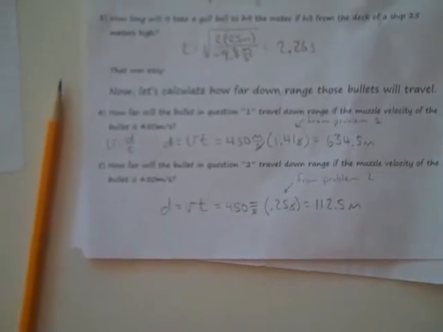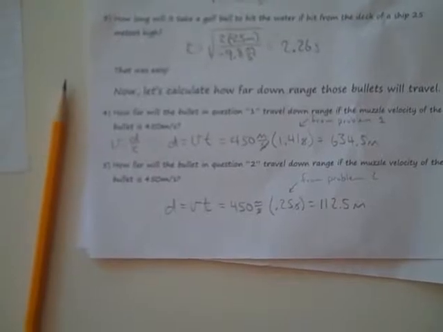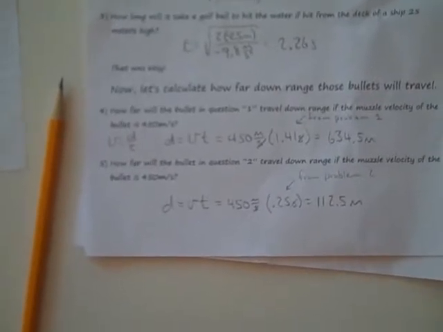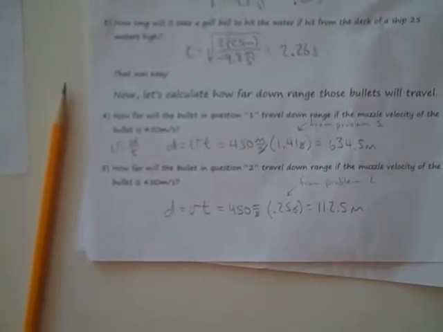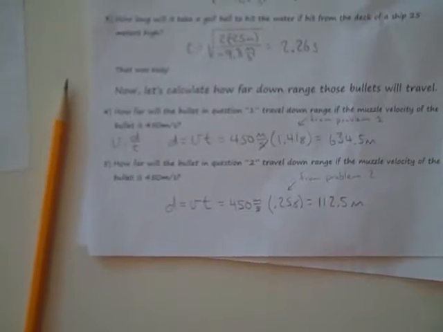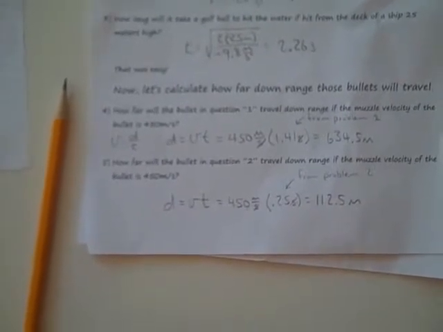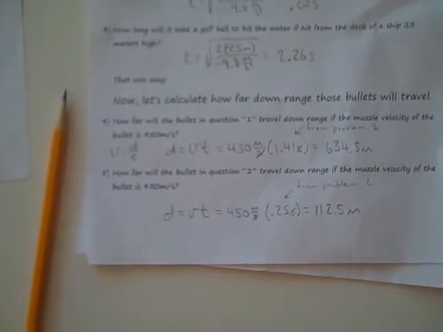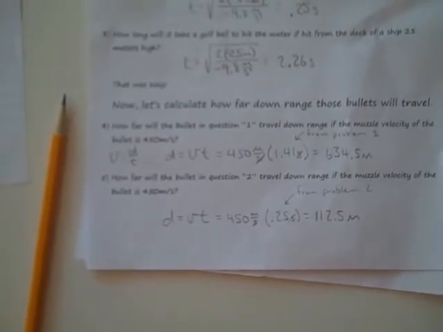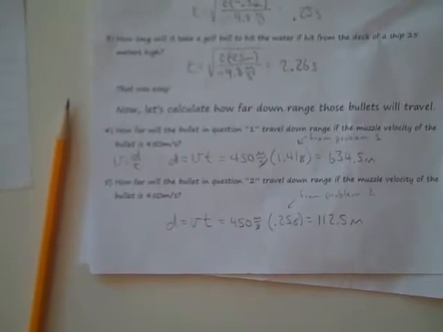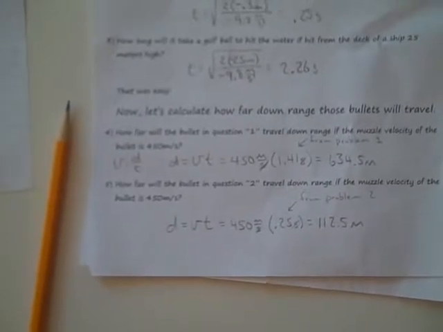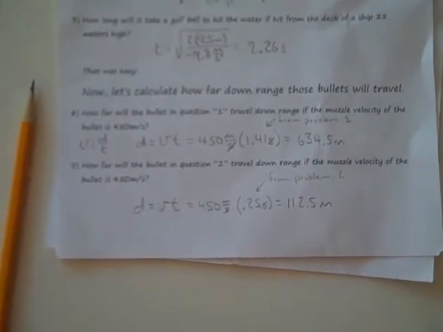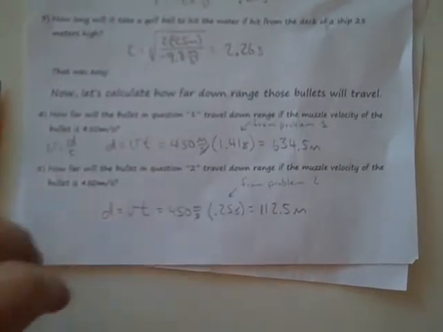Now again, in the x direction, the horizontal direction, if the bullet is going 450 meters per second, it will always go 450 meters per second in the horizontal direction. So all we have to do is use velocity equals distance over time. Again, there is no acceleration in the x direction. The only acceleration is downward because of gravity. And you can see how we do number 4 and number 5.